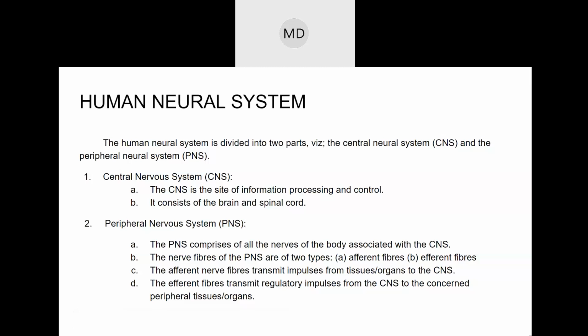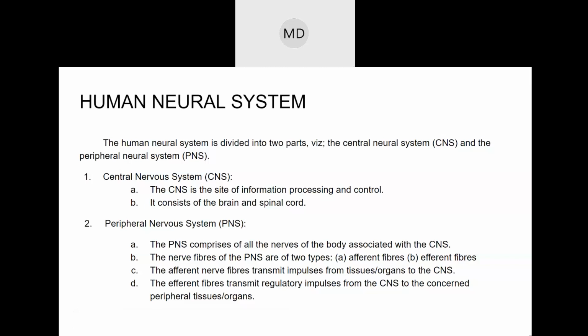And then what will happen? The brain will send signals to your hand to remove it from the hot object, otherwise you'll burn your hand. The signal that comes from the brain to your hand comes through the efferent fibers.